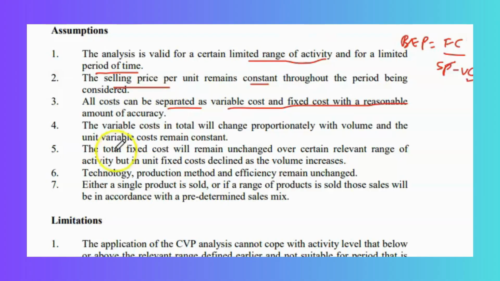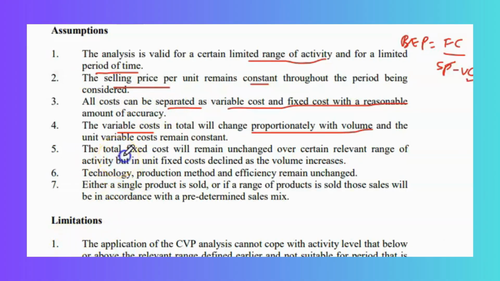Okay, and then the variable cost will change proportionately with volume. If you produce 1 unit, the variable cost is 2 ringgit. 2 units, 4 ringgit. But in reality, sometimes you can reduce the variable cost because maybe you buy in bulk, so the supplier gives you a commission. But that one we can look at in the limitations later.